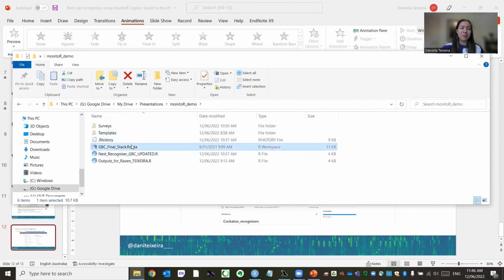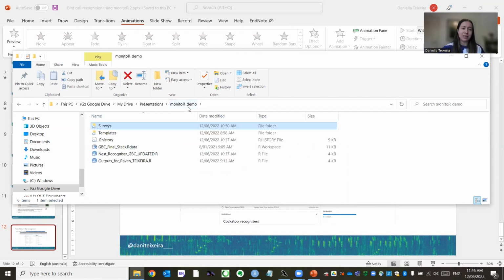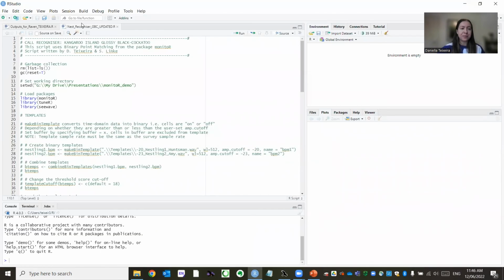So those templates, I don't need to read in as individual WAV files anymore. I just read in this stack, and it has all of the data associated with those templates, like what their score cutoff should be and all of that. I've just created a survey folder here with a single 5-minute sound clip just for the demo. But if you had lots of other files to process, you could obviously put them all in a folder like that.